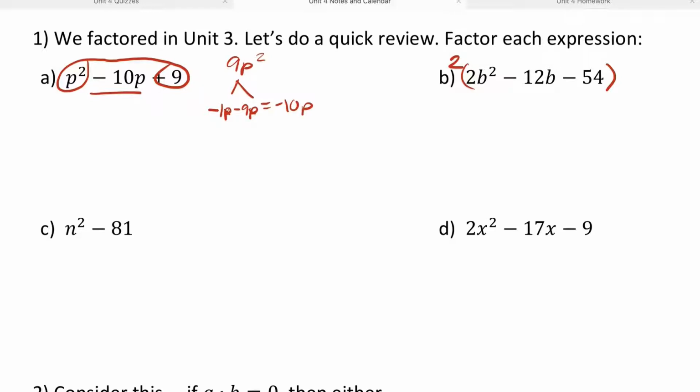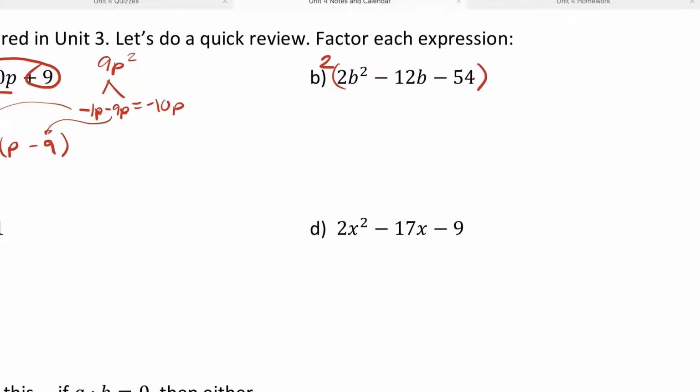In Unit 3, we talked about if a equals 1, the leading coefficient is 1, then we can use the shortcut. We would make two parentheses, put our p's in, and then plug in our negative 1 from here, and our negative 9 from here. So this would be fully factored. A way to know that it's fully factored is we don't have any exponents.